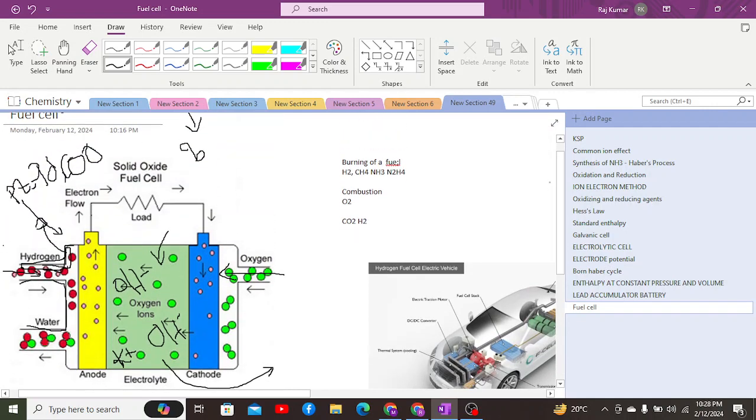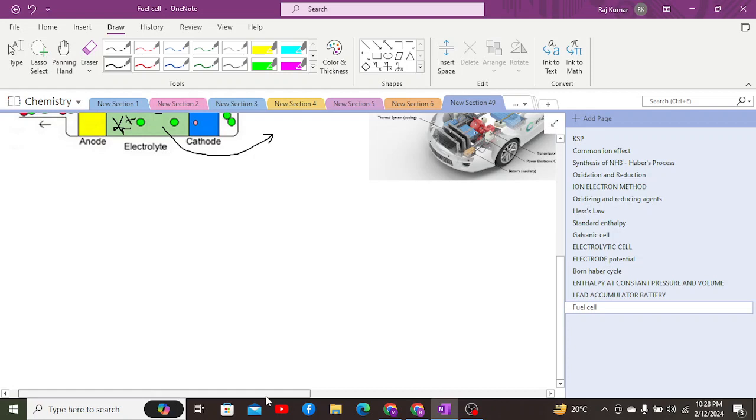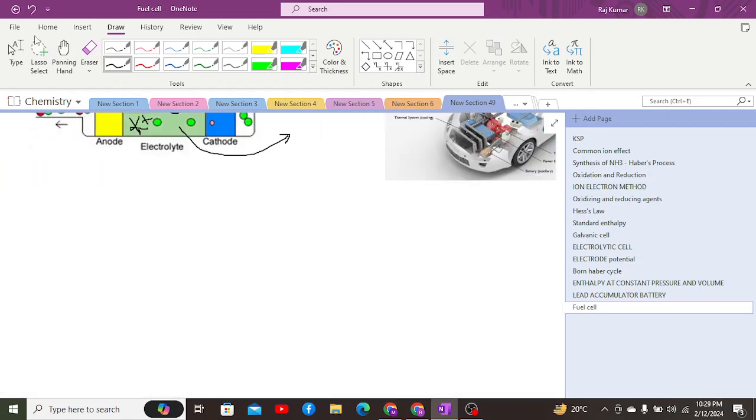So we can say that oxidation would be occurring at the electrode where the hydrogen gas is supplied, and reduction would be occurring at the electrode where the oxygen gas is supplied. Otherwise, the cathode can be recognized by oxygen gas, and the anode can be recognized by the hydrogen gas, right? So this is how we classify.